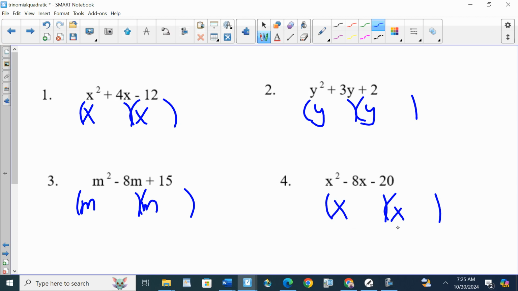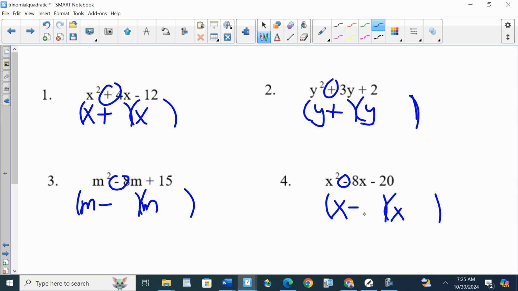Now the signs. I do the signs differently than most teachers because students struggle with the signs. You follow me, you won't struggle with the signs. First sign comes down. First sign comes down.